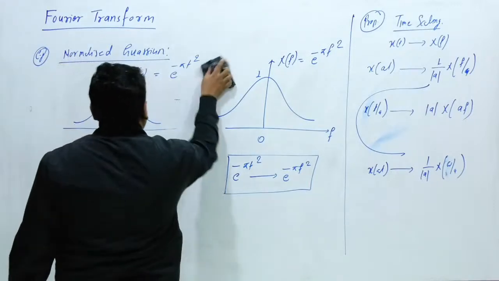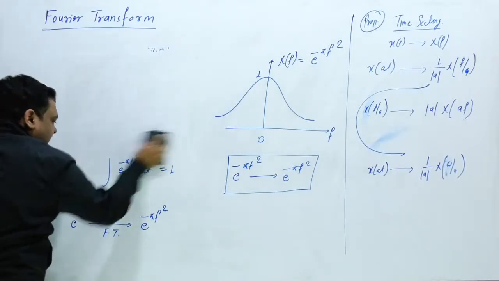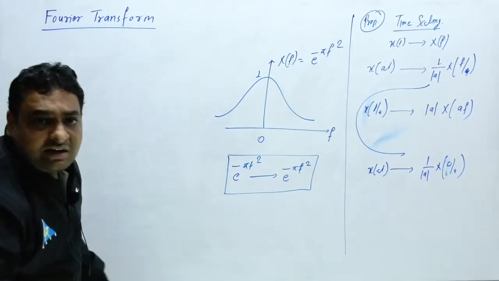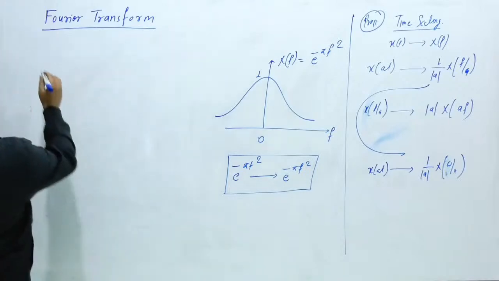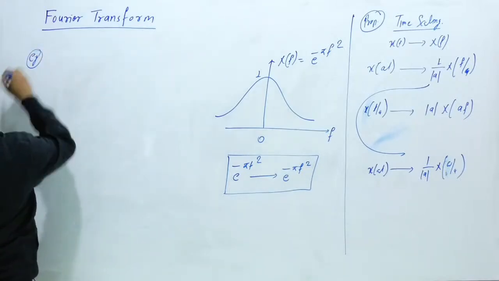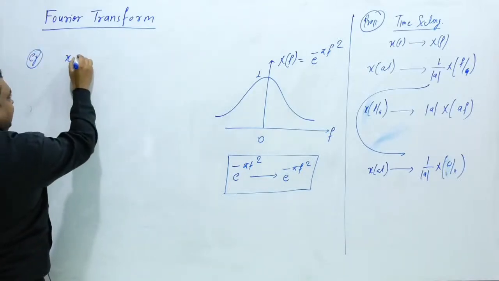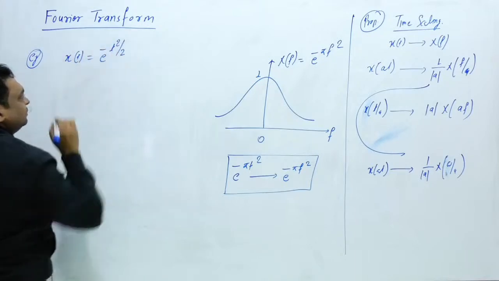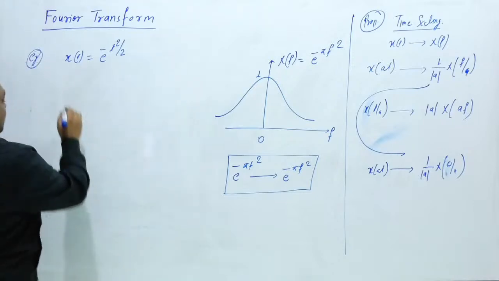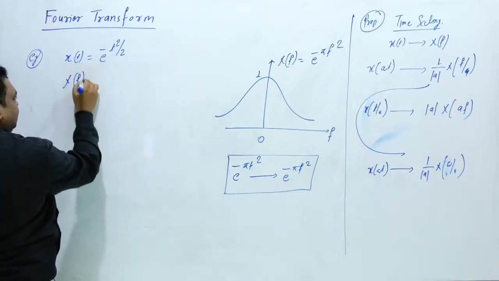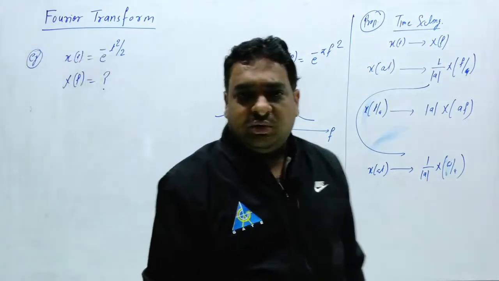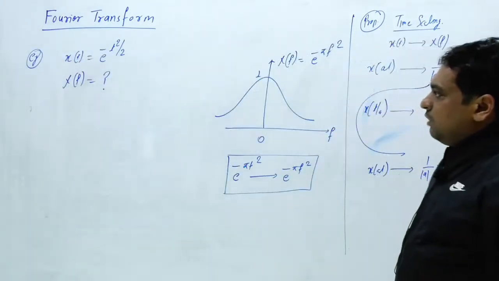Now I am going to ask you the next question, and you have to tell me the correct answer. Now, the next example I am going to consider: x of t is given as e raised to power minus t square by 2. What is its Fourier transform? X of f is equal to question mark. How can we find it out?